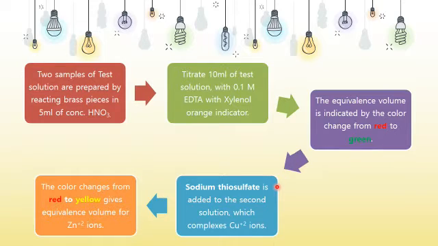Now, prior to the titration of the second sample, sodium thiosulfate is added to it, which masks the copper ions. Now only the zinc ions are available for titration with EDTA, and the color change from red to yellow gives us the equivalence volume for these zinc ions.